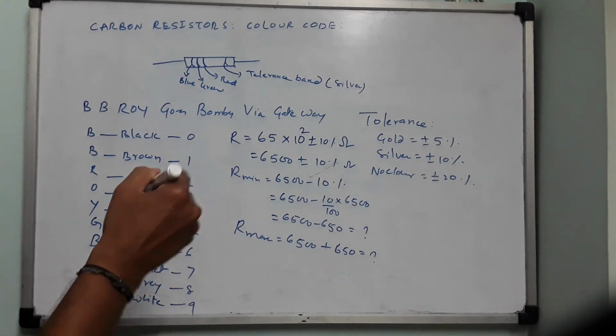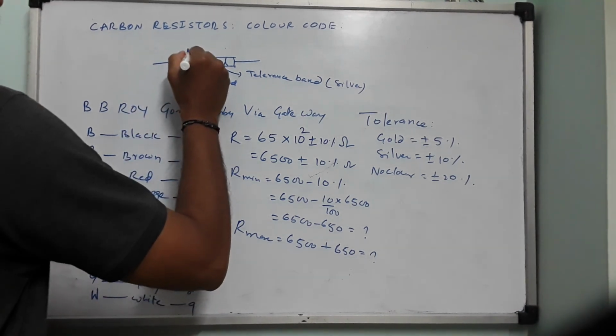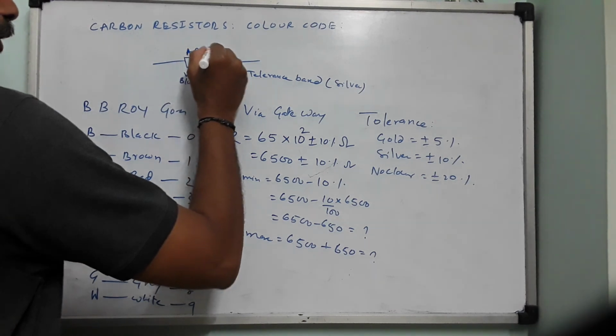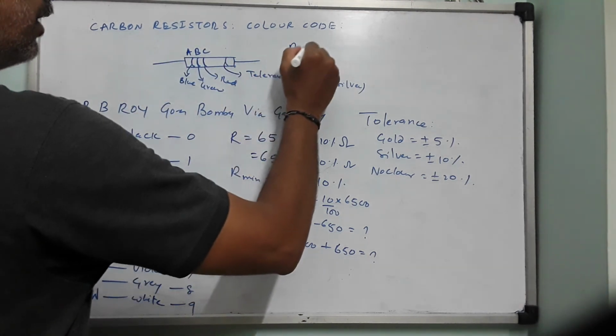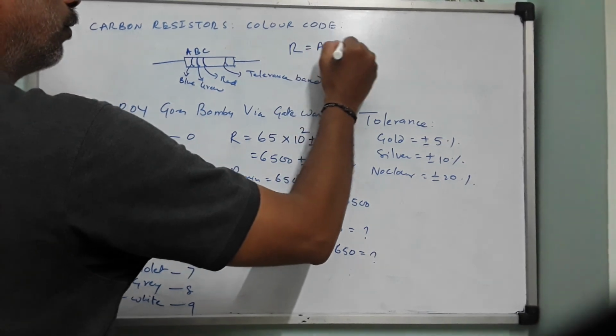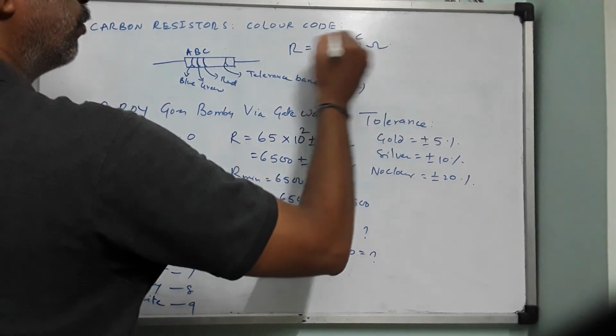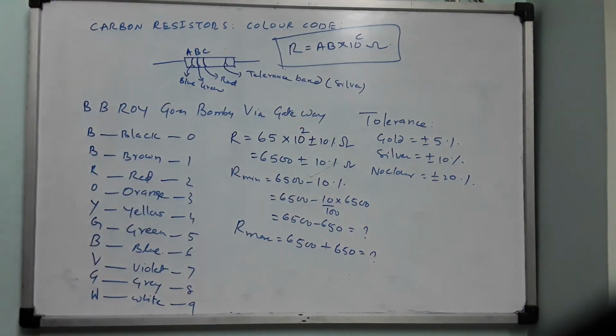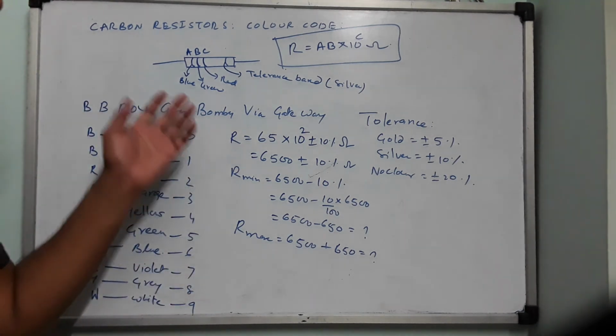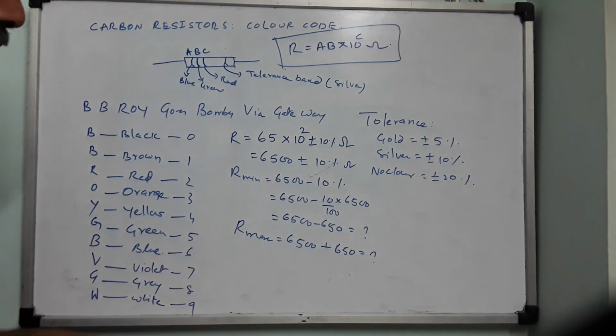Okay. So if this color is A, this is B, this is C, then we write resistance as R equals AB into 10 power C ohm. Remember this formula. Okay. So like this, even this is taught in your work experience classes also. When you are in class 10th or 9th, you might have been taught by your teacher how to calculate the resistance of these carbon resistors. Okay. This is one of the important questions for short answers.